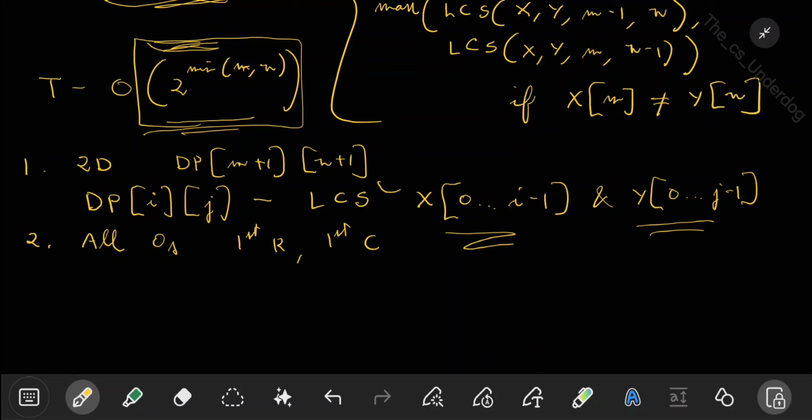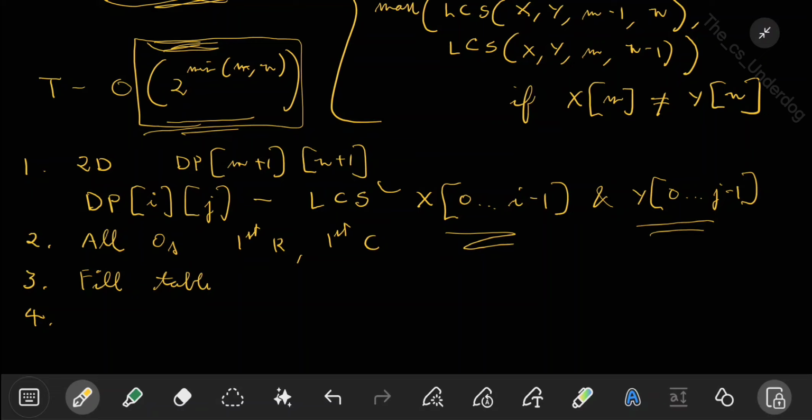What is the next step? The third step is, you have to fill the table using the recurrence relation. While filling the table, we'll be using the recurrence relation that we learned here. We'll see how it is done. We'll write this separately, okay?